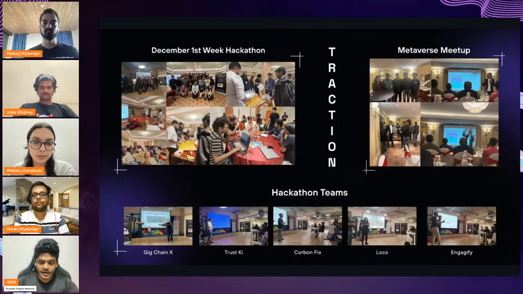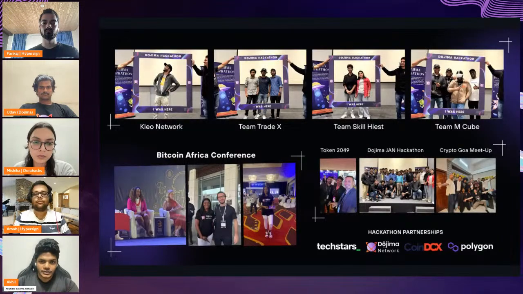So these are the images from our hackathons, and you can also find the finalist teams below. We met great people at our metaverse meetup with Authority Little, where we also had a chat with Satvik Vishwanath, the co-founder of First Crypto Exchange in India. So these are the images from our January hackathons, meetups, and finalists of our hackathons. We co-partnered with brands like Techstars, Coindesk, and Polygon in organizing a few of our hackathons as well.